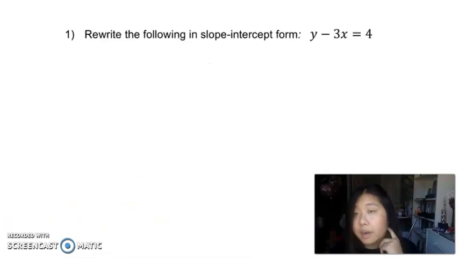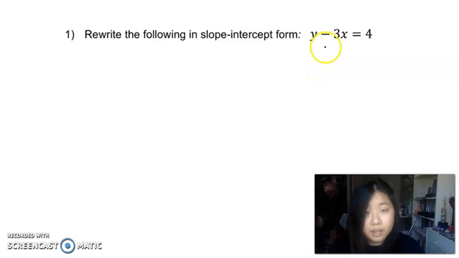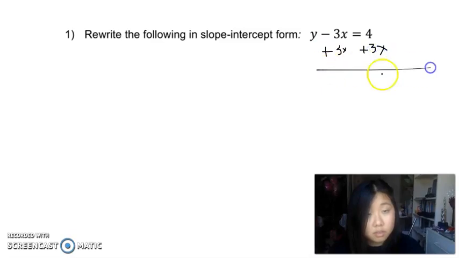Okay, let's look at another practice problem. It says, rewrite the following in slope-intercept form. y minus 3x equals 4. Well, slope-intercept form is y equals mx plus b. So we just want the y to be by itself on a side. So we can just move the 3x onto the other side to get y equals 3x plus 4.